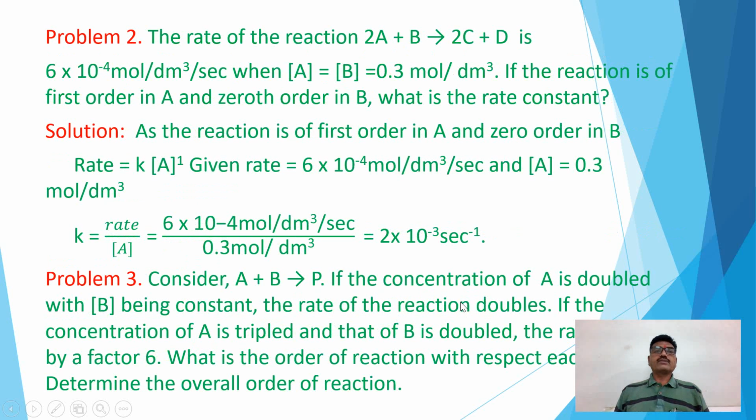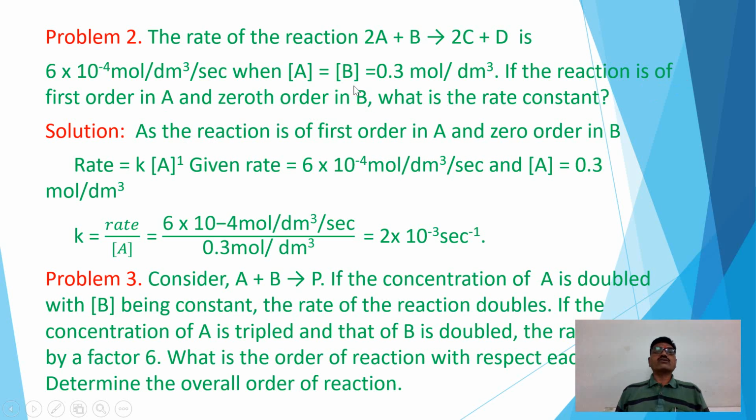See, one more numerical. The rate of the reaction is given here. Such a reaction is a general reaction: 2A plus B gives 2C plus D. The rate is again given here. When the molar concentration of A is equal to B, and that is given as 0.3 moles per decimeters cube. If the reaction is of first order in A and 0th order in B, what is the rate constant? So a similar numerical is there.